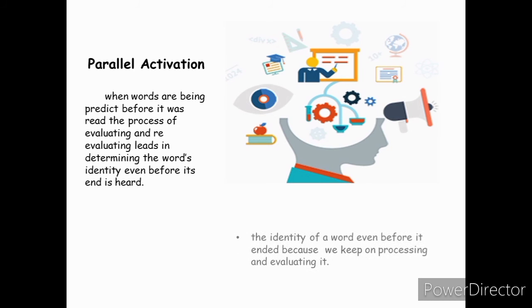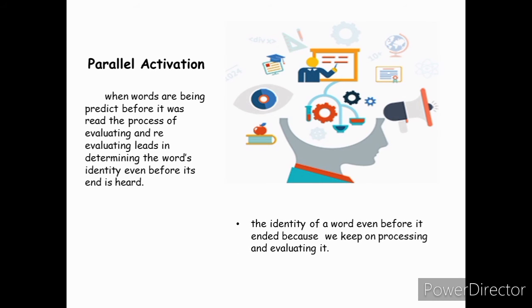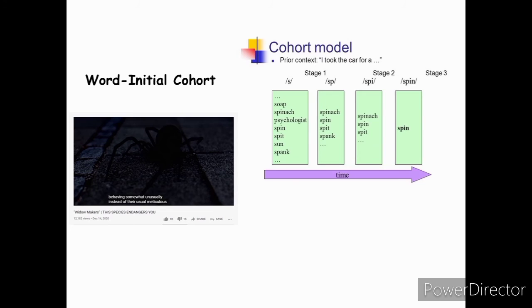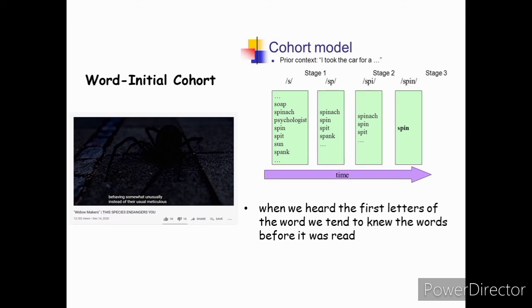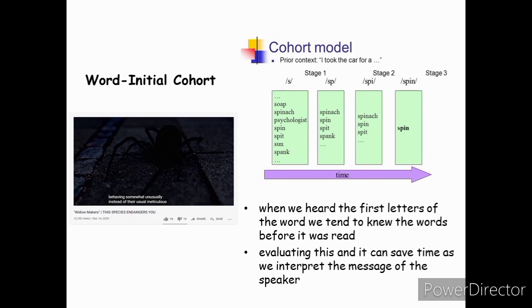We tend to recognize the identity of a word even before it ended because we kept on processing and evaluating it. And this evaluation of a word's identity connects to word initial cohort, wherein when we hear the first letters of the word, we tend to know the word before it was read, which means we have been evaluating this and can save time as we interpret the message of the speaker. Just like in the video we were watching, we were predicting what happens next, and these are the result of these language processes.